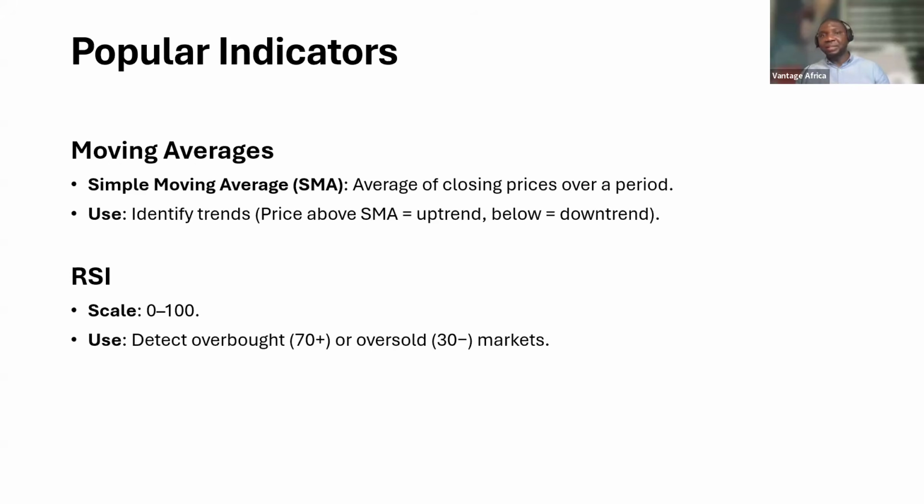So you can take advantage of it the right way, right? So moving averages are used to identify trends. So when price is above an SMA, remember it's a simple moving average, when price is above an SMA, it means that price is in an uptrend. We'll see this shortly. So when price is below an SMA, it means that price is in a downtrend.